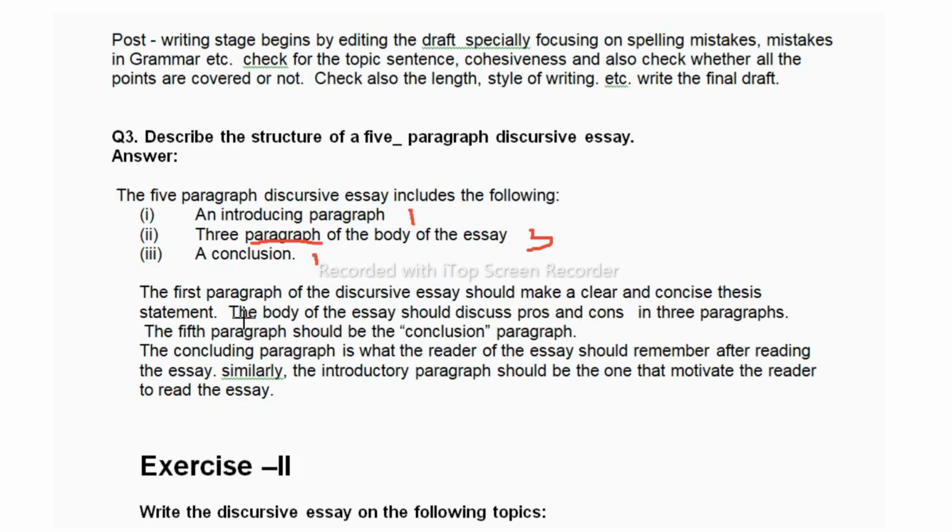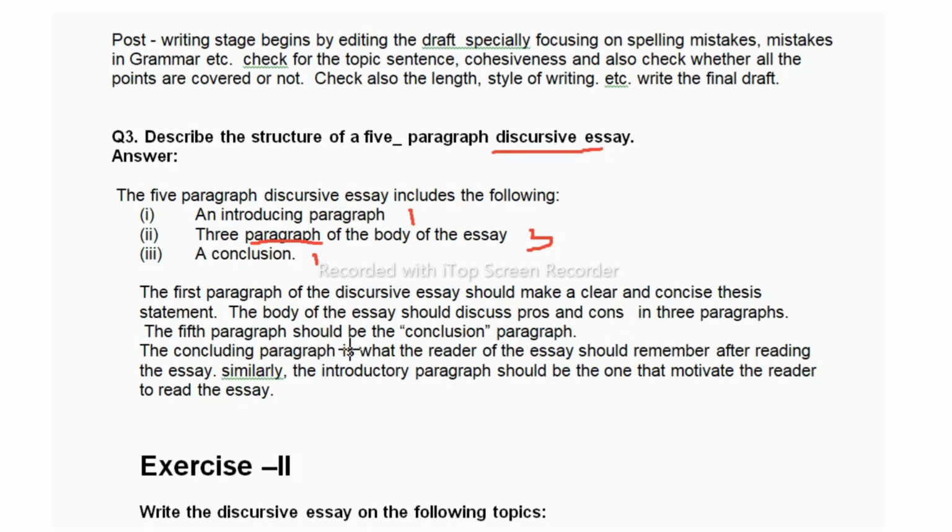The first paragraph of the discursive essay should make a clear and concise thesis statement. So here in the introduction you have to give a clear idea of what the reader is going to read in your essay. You have to clearly mention and introduce your topic. Next, the body of the essay should discuss pros and cons. Since we are writing a discursive essay, you have to show both positive and negative points of that topic. So you have to discuss pros and cons in 3 paragraphs.